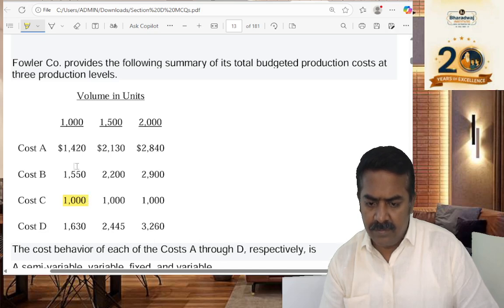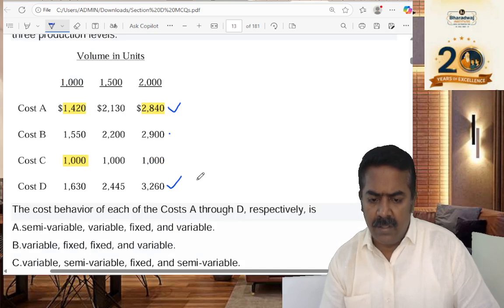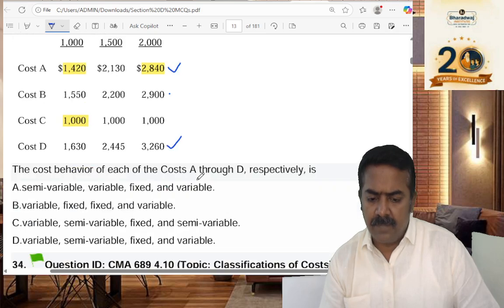Fixed. A variable, B semi-variable. 1000, 3630, 3000. This is variable. So A and D are variable. B, option, mixed. Answer is D.